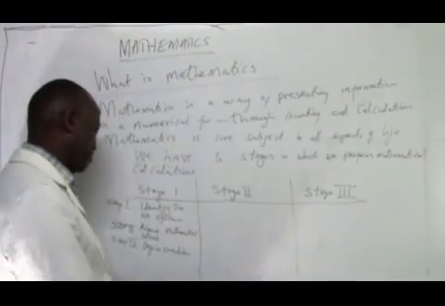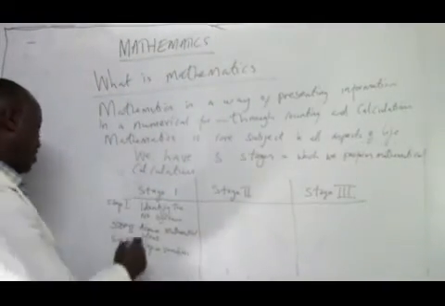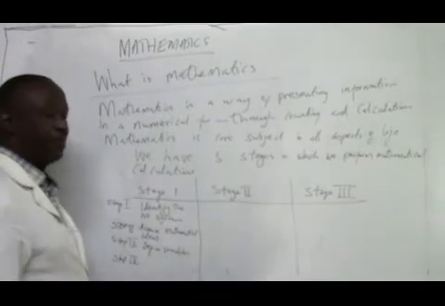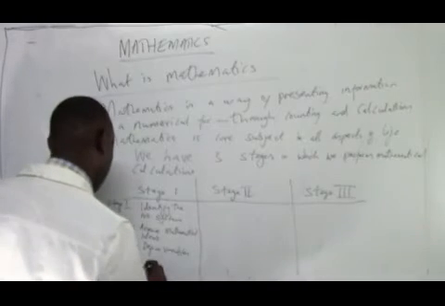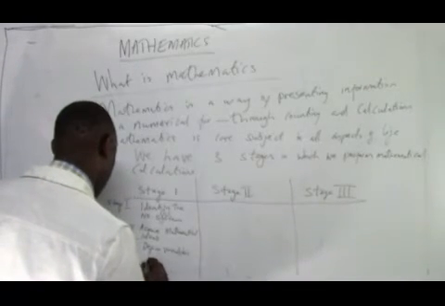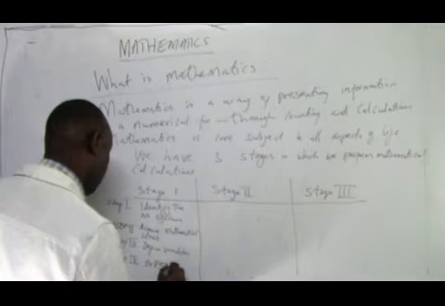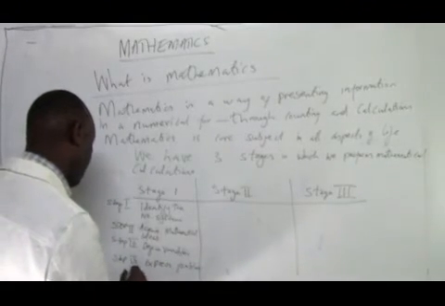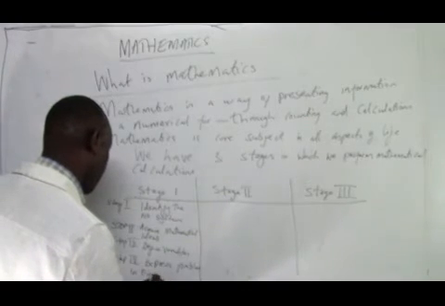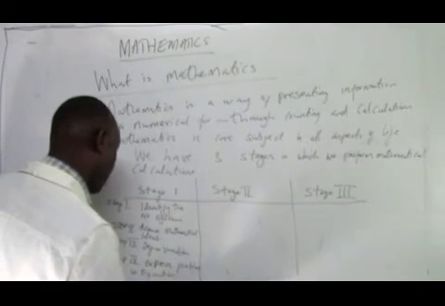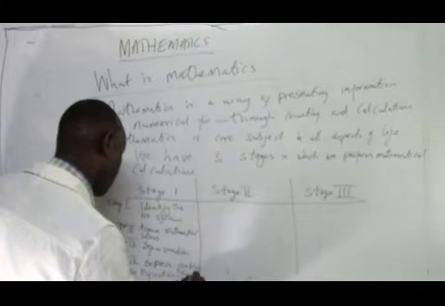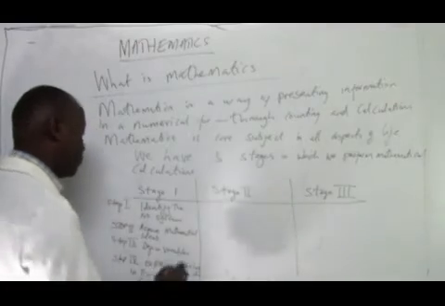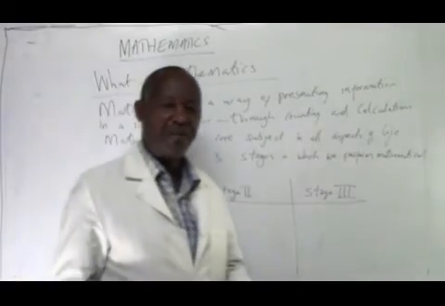So you define your variables, and once you define your variables, then step 4: express your problem in equation or function form. So you now put your problem into an equation form.